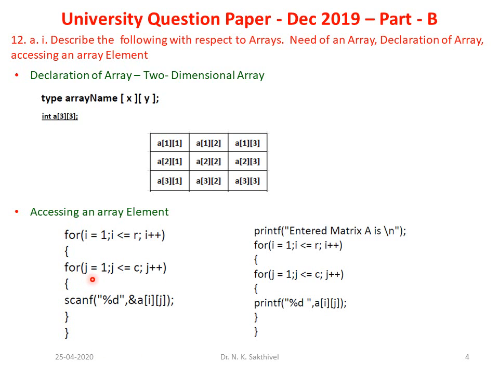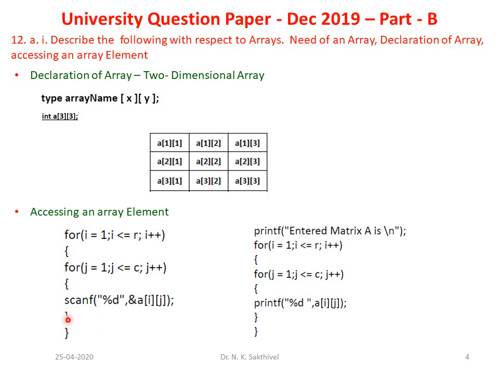Under the J for loop, I have used a scanf statement. The first data will be read. The first data I enter will be stored in this array. Clear? Here I equal to 1 and J equal to 1, that means A of 1, 1. So the first data I enter will be stored in A of 1, 1.